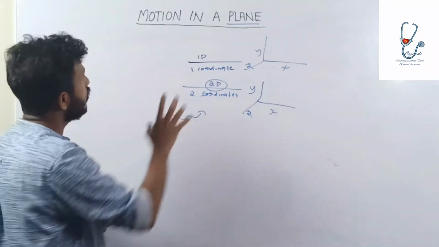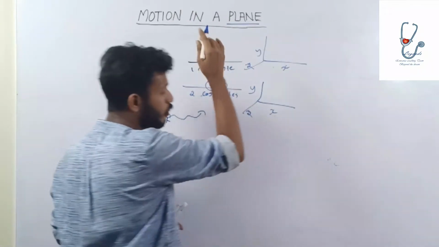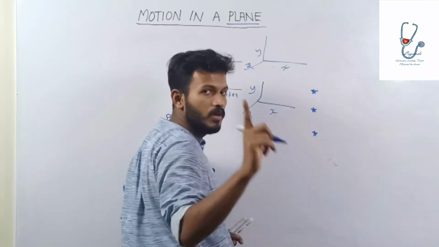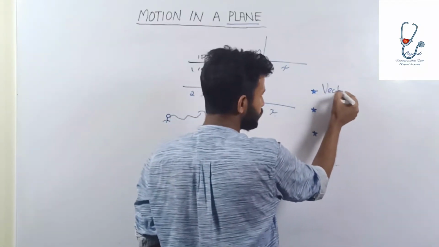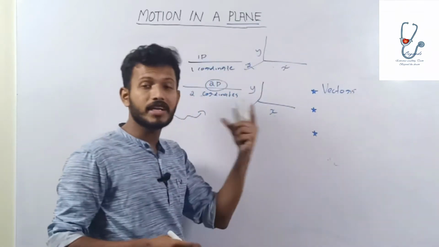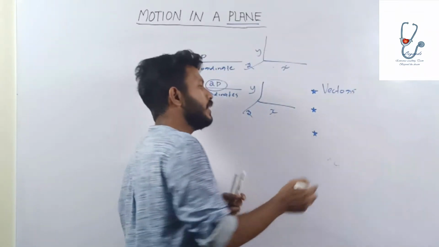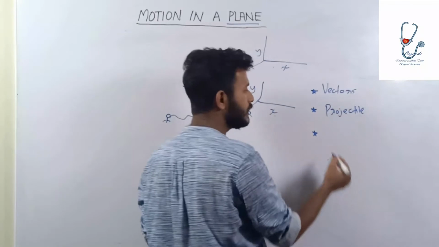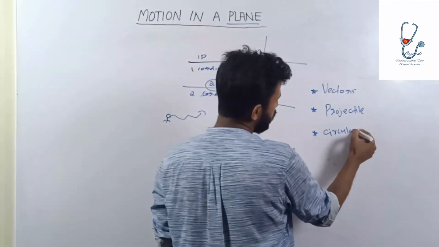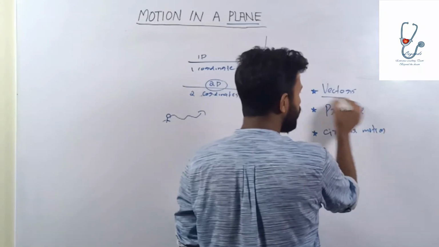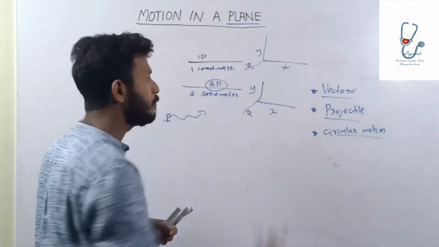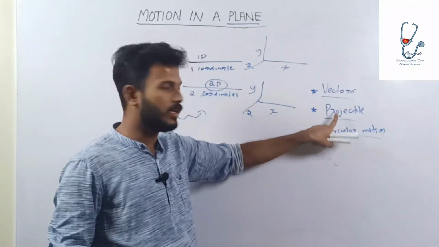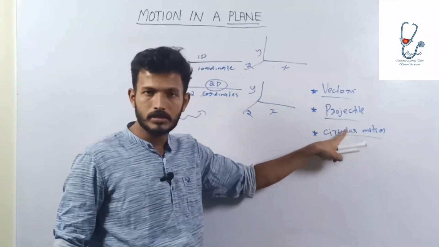So motion in a plane we can classify into mainly 3 parts. First one, vectors. We have to discuss vector concepts in physics. Next one, projectile motion. And last one, circular motion. These are the important and main topics in motion in a plane. What do you mean by a vector? And what is the concept of projectile? And what is circular motion and its equations?